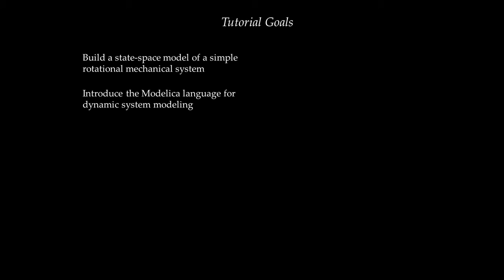These are two fairly distinct goals, but I've rolled them into a single tutorial to sort of kill two birds with one stone. So I'm going to start by talking about the first goal. I want to build a state space model of a very simple rotational mechanical system. The system that I'm interested in here is essentially a pendulum. I'm going to look at a foundation that is fixed here, and attached to this foundation is a pendulum of mass m and length L, and the pendulum is acted upon by an external torque.